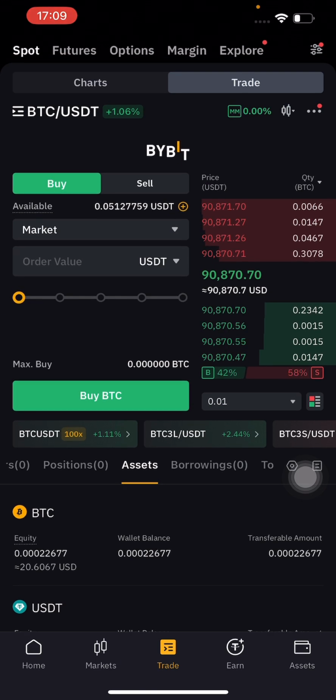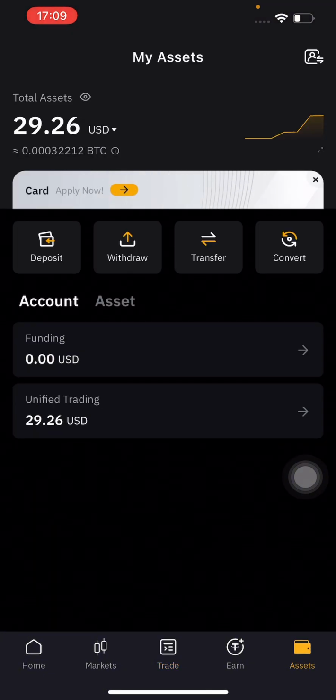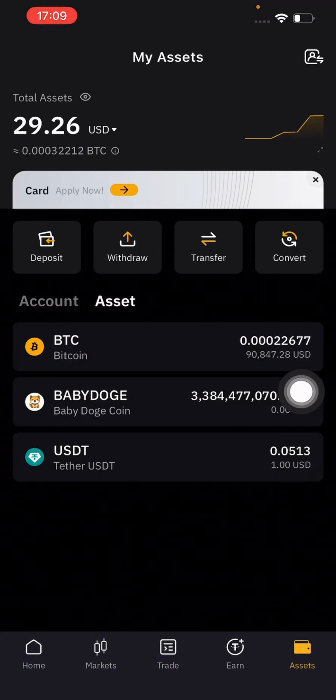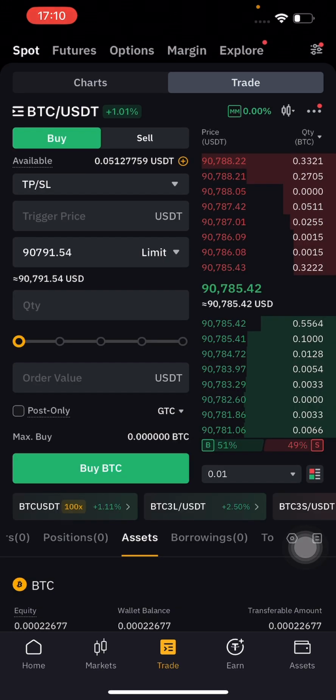Now, if I check my assets now, you see, even here in assets, I now have Bitcoin. Here is Bitcoin, the amount of Bitcoin that I have. Okay, guys, this is the amount of Bitcoin that I have. Let's go back to trade. So now I'm going to show you how to set your take profit and your stop loss, guys.